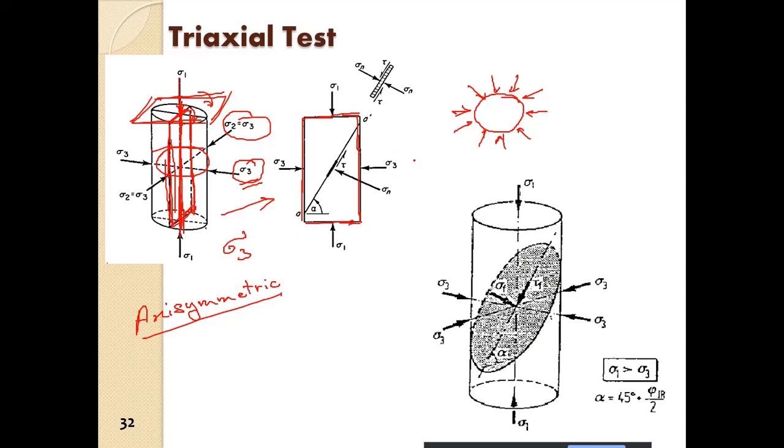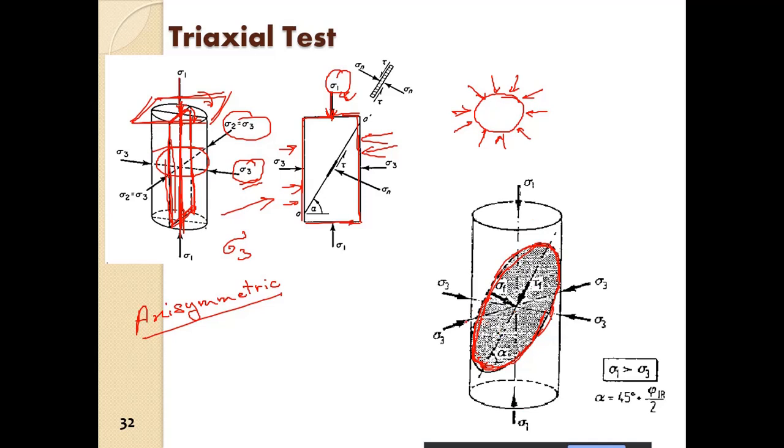So we have sigma 3 from the sides, using the water pressure, and sigma 1 from the top. Ultimately we go on increasing sigma 1, and at a particular value of sigma 1, the soil sample shears, as we have discussed yesterday. So this is the limiting shear resistance of the soil. At a particular value of sigma 1, this sample fails.